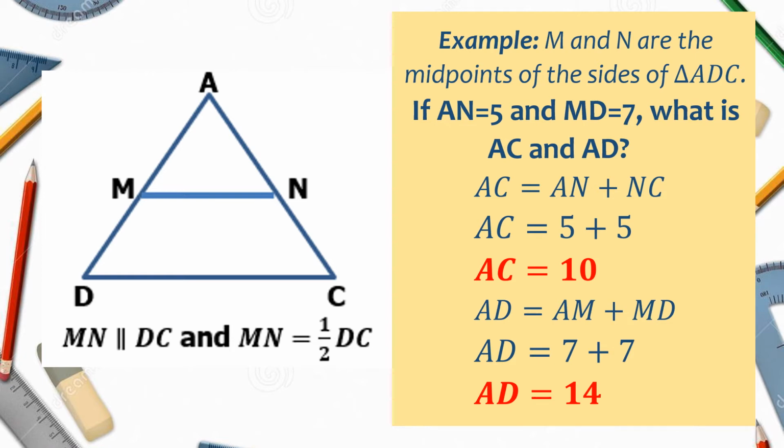For a simpler solution, we can say that AN times 2 is equal to AC. So, AN, which is 5 times 2, 10. So, again, AC is equal to 10. Let us apply the same concept for AD. AD is equal to AM plus MD. Kasi nga kapag pinagsama si AM at si MD, ang mabubuo natin ay AD. So, if MD is 7, therefore AM is also 7. So, we have AD equals 7 plus 7. So, AD is 14.